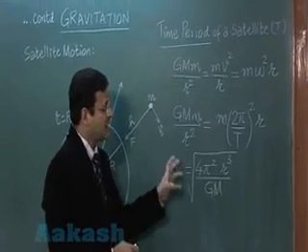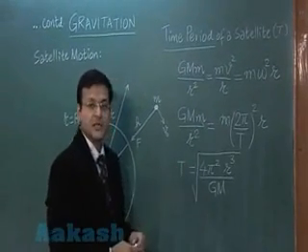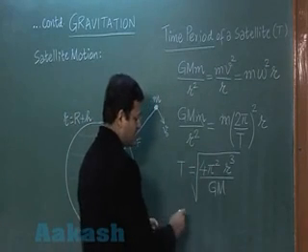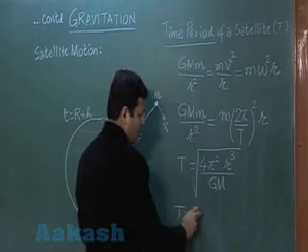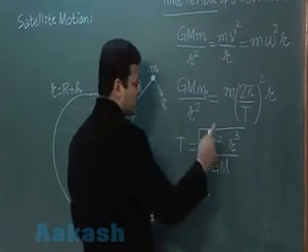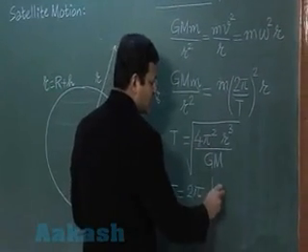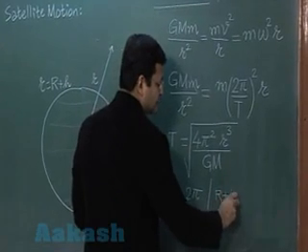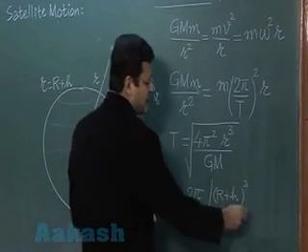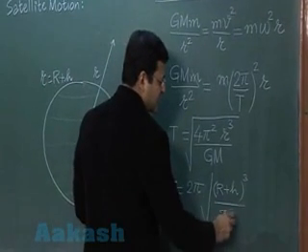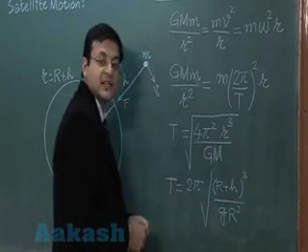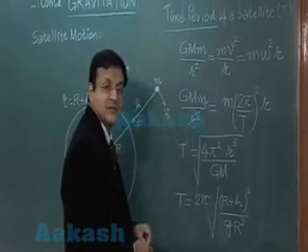Now you can make a lot of manipulations in this particular expression. For example, this 4 pi square, in case it comes out of the square root sign, it becomes 2 pi. For this small r, you can make this substitution capital R plus altitude. You understand? And this capital GM, frequently you can replace it by gR square, where you should remember that this small g is the acceleration due to gravity on the surface of the earth.